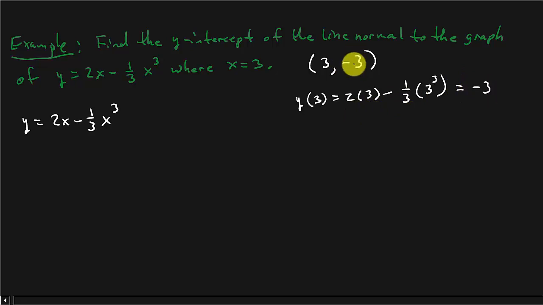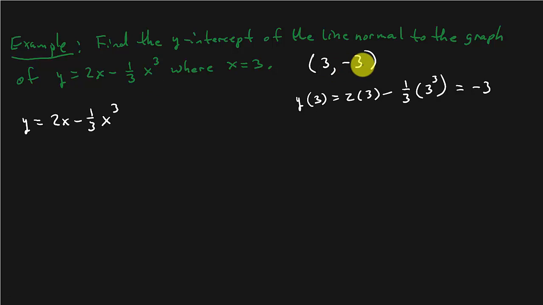So now, look, you can read the problem now. Find the y-intercept of the line normal to the graph of y equals 2x minus 1/3 x cubed at the point 3, negative 3. So sometimes they may just give you the x coordinate. Well, if they do, just plug it back into the function to get your y coordinate. All right, so let's take the derivative.